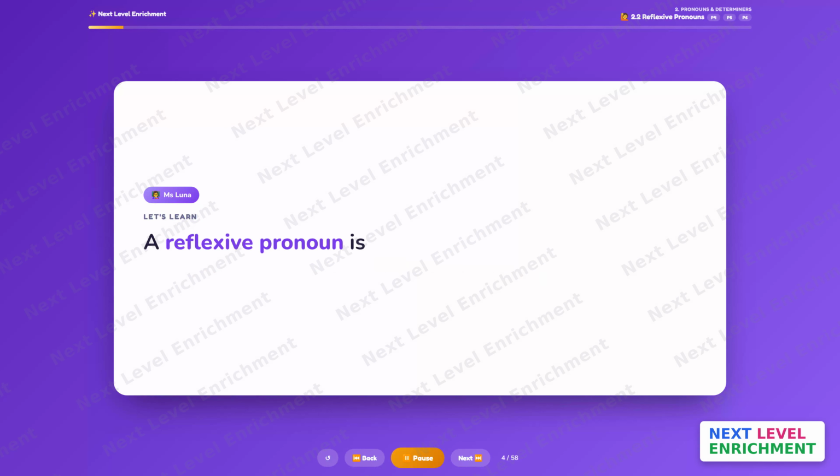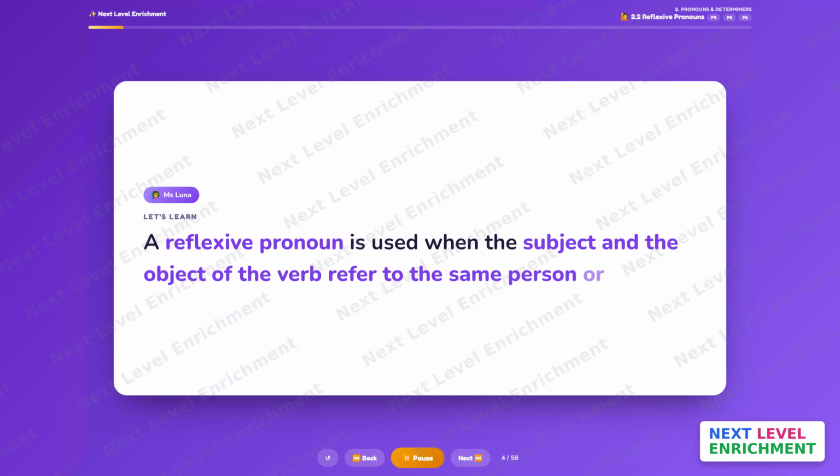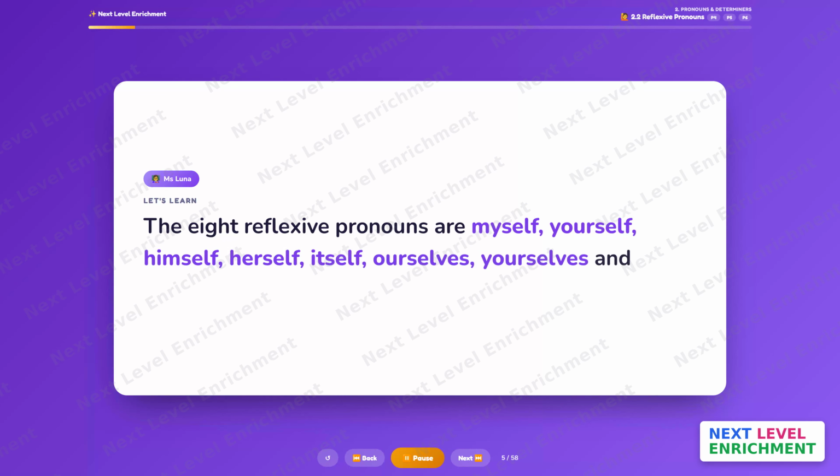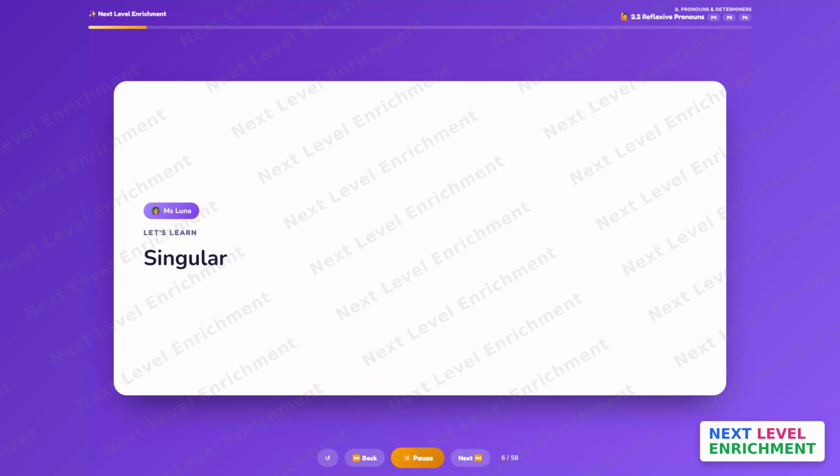A reflexive pronoun is used when the subject and the object of the verb refer to the same person or thing. The 8 reflexive pronouns are myself, yourself, himself, herself, itself, ourselves, yourselves, and themselves. Singular forms end in self. Plural forms end in selves.